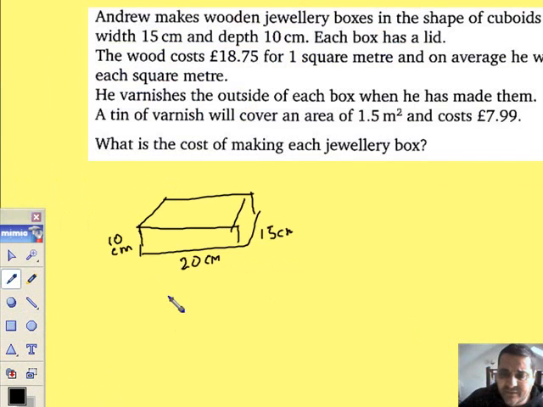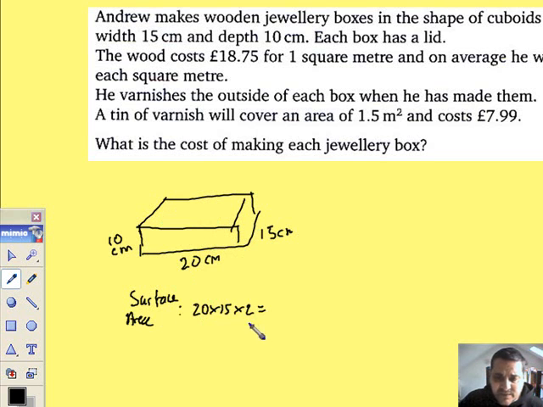Let's do the surface area first. So here we go. Surface area, because that's the wood I need to do, right? Fair enough. Surface area. Don't put equals, I'm not going to do it in one step. Basically, I've got a 20 by 15. Well, that's the bottom sorted. It's the same at the top as well. So I'm now going to multiply by 2. That gives us something or other.